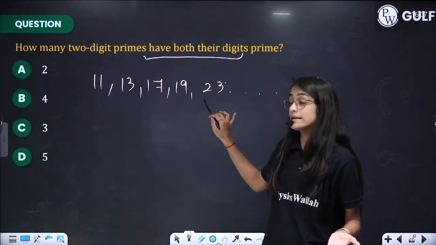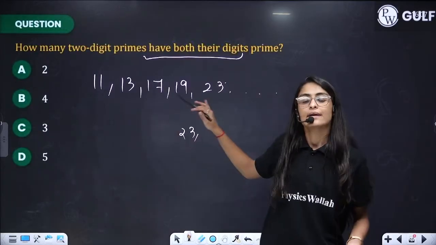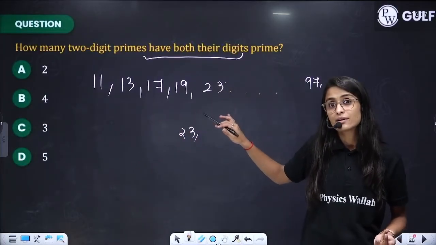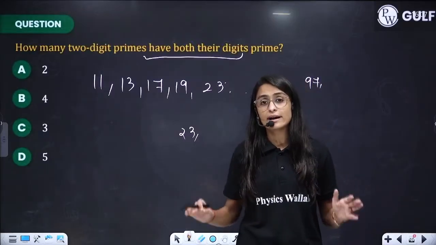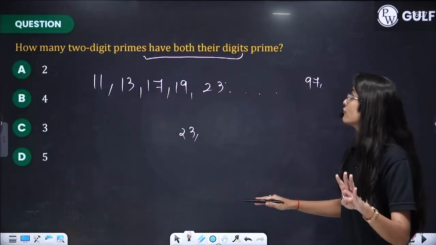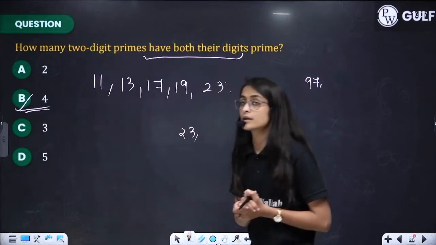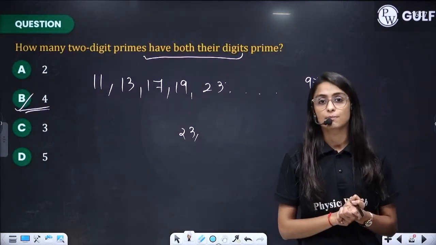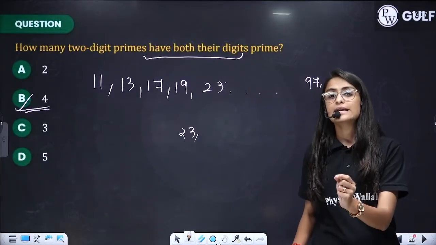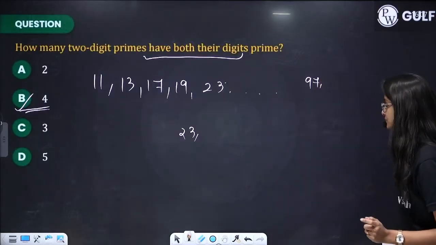If I check for 23, yes, that works. So 23 would be one of my answers. Then later on, you will have, let's say, 53. You have one more number, 73, right? So in that way, we have identified that out of 2-digit prime numbers, you have 4 prime numbers where both the digits are prime, which satisfies your option B. I hope you all understood up to here. First of all, you have to find the 2-digit prime numbers, and later check which prime number has both the digits prime.